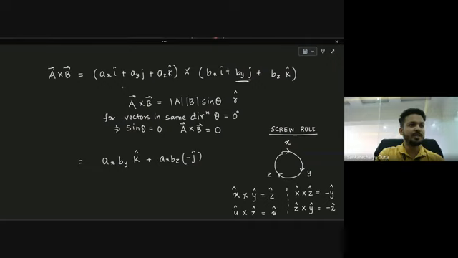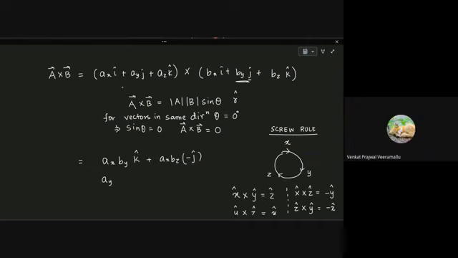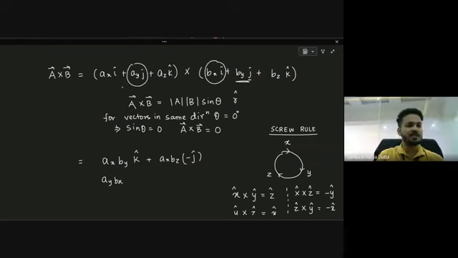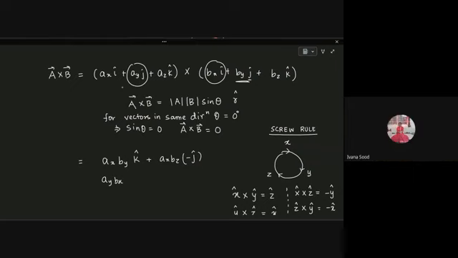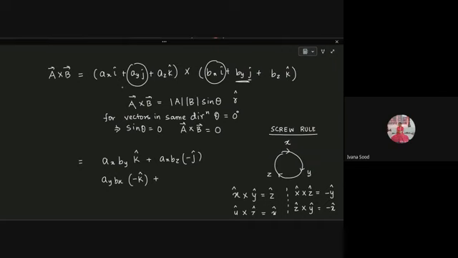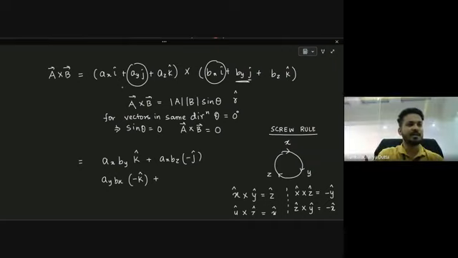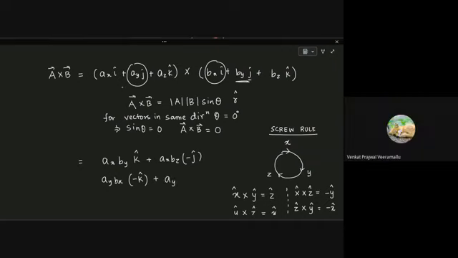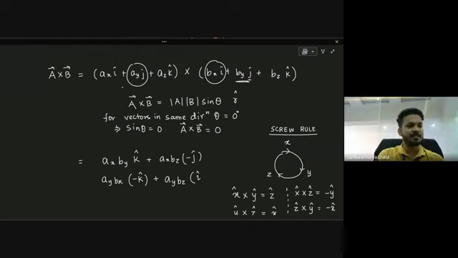Then what should I write next? Now we are going for ay bx. It will be negative k. We are multiplying this to this, so j cross i gives negative k. Negative k is correct. Then ay by, this term will be 0. And the last term here will be ay bz, plus i, positive i. Very nice.